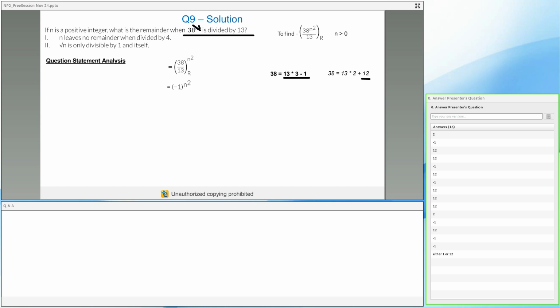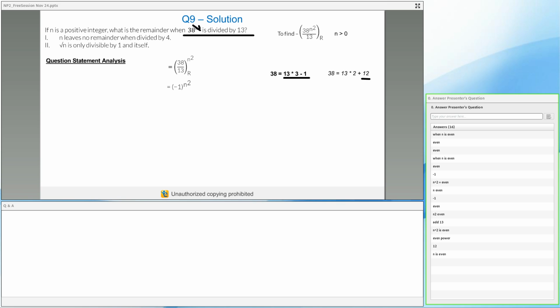Now, once I write it as (-1) to the power n squared, tell me, when can I get the remainder as 1? When n is even. Absolutely correct. But what will happen when n squared is odd, or n is odd? When n is odd, what will happen?